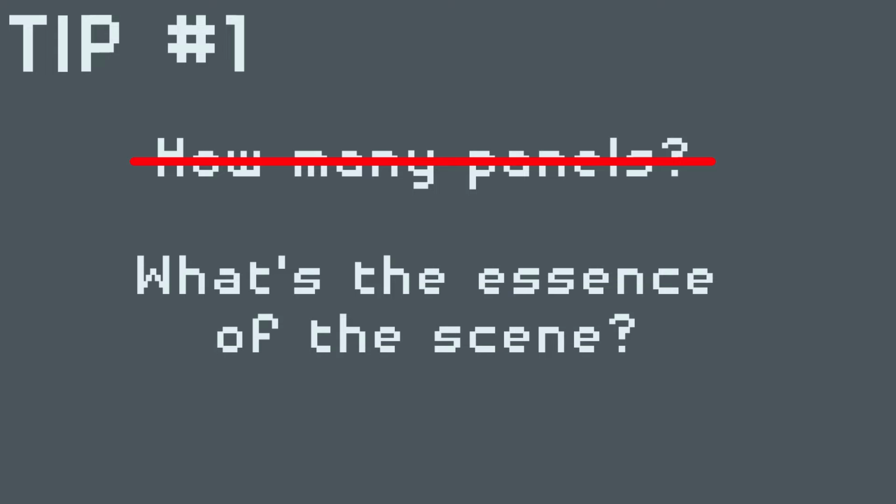Now, today we're going to be talking about panel counts and how it can affect your reader, which leads us to my first tip. How many panels isn't the real question. The real question we need to answer is, what is the essence of the scene? And that's going to inform the panel count. Is the scene about a character or maybe their emotion? It could be about the action or a detail about the world.